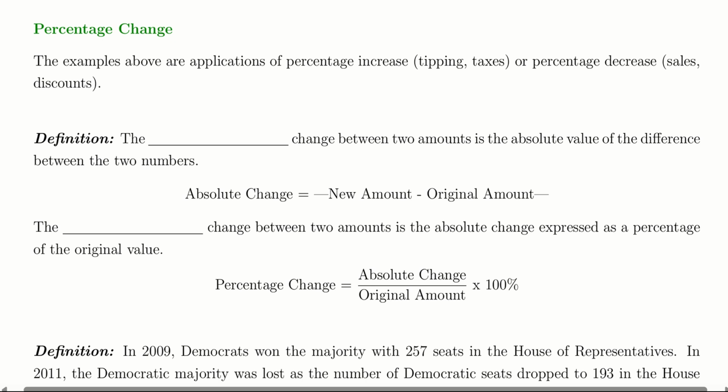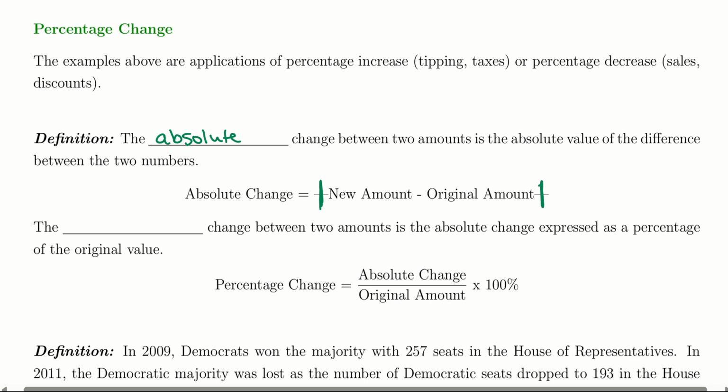First, we're going to define the absolute change. The absolute change between two amounts is the absolute value of the difference between two numbers. And here I have a coding mistake. So we're going to change this: absolute change equals absolute value. Make that change in your notes if it's not been updated already, please.